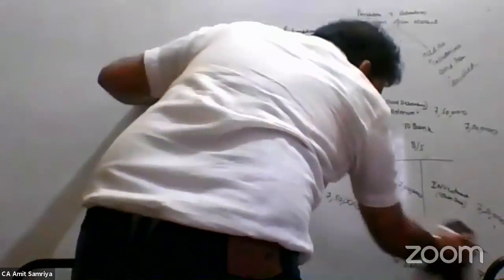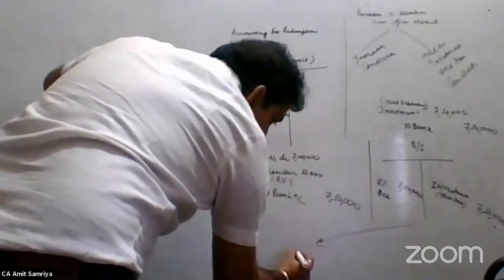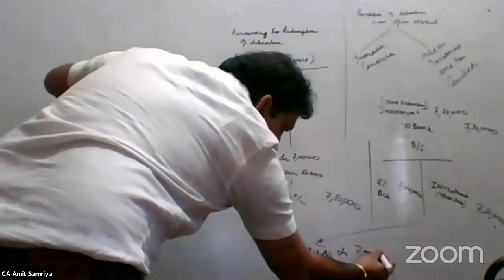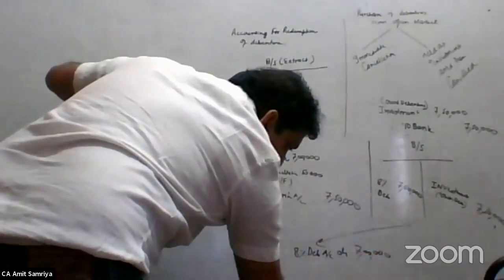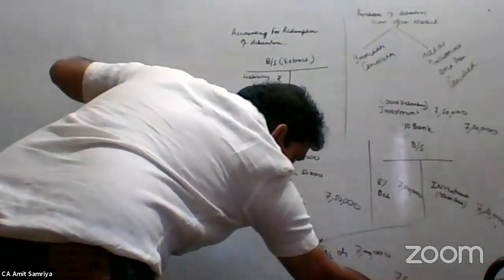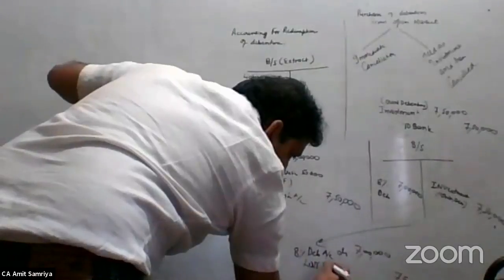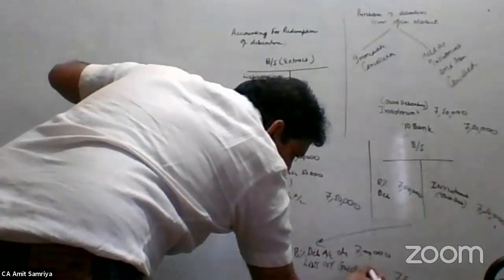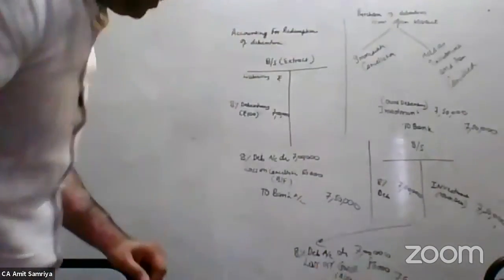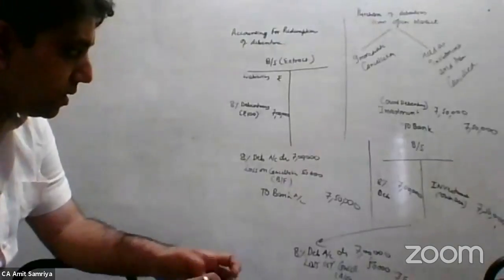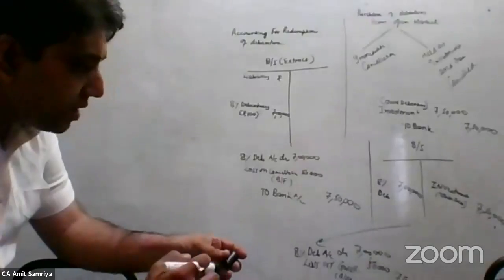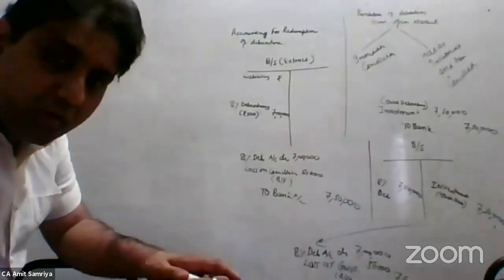The entry is, I am writing here: 8% debenture account debit, 7 lakh. When it is cancelled, to investment, your own debenture, 750. Loss on cancellation, balancing figure. So: 8% debenture account debit 7 lakh, loss on cancellation account debit 50,000, to investment account 7 lakh 50,000, or to own debentures account.